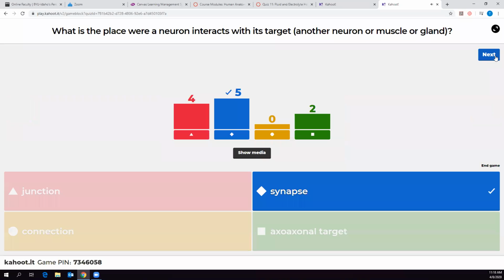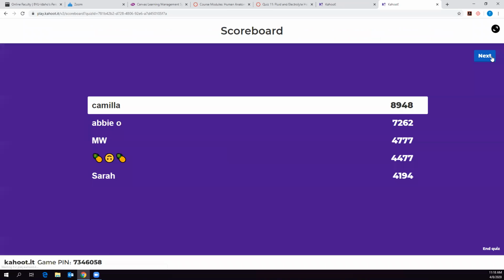It is a synapse. I mean, yeah, there's a neuromuscular junction, but what is at the neuromuscular junction? It's a synapse. So it's always synapse. All right.